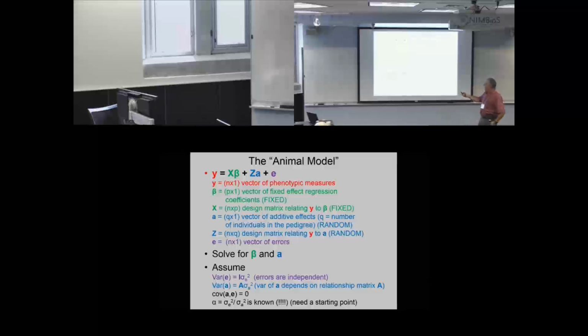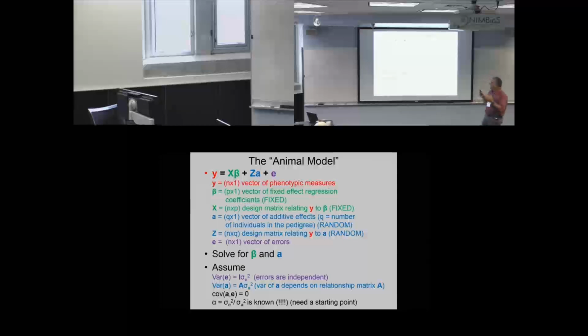So y is the vector of phenotypic measures, and this is the phenotype whose variance you want to be able to partition into genetic and environmental components, or genetic and residual components, okay? Now, the terms in green are related to the fixed effects. Beta is a p by 1 vector of fixed effect regression coefficients.